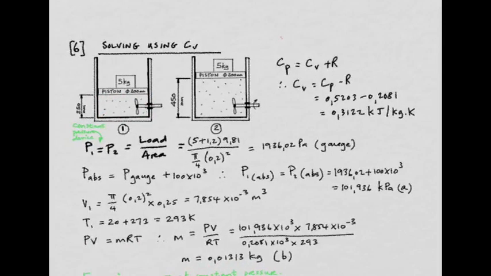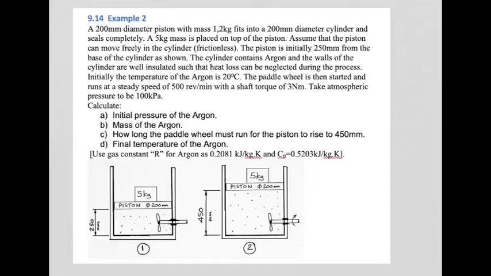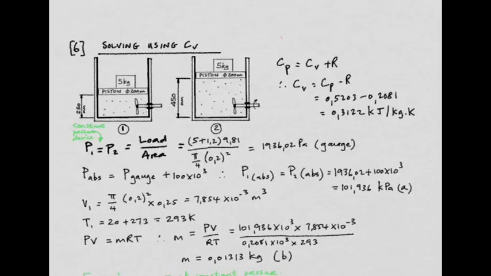So PV is mRT, or m is PV over RT. There's the pressure. Remember where that came from? There it is there. 101.936 times 10 to the 3, times the initial volume, which you've just worked out. There it is. It goes in there. R was given to you at 0.2081 times 10 to the 3. And you multiply by that initial temperature of 293 Kelvin. And you find you're dealing with quite a small mass of argon, 0.01313 kilograms.